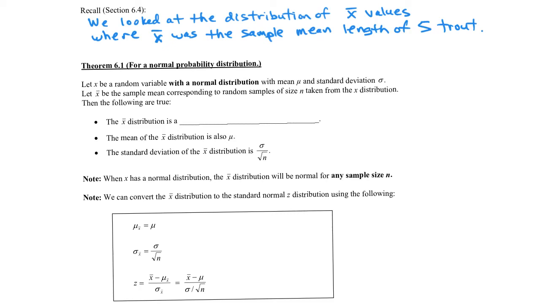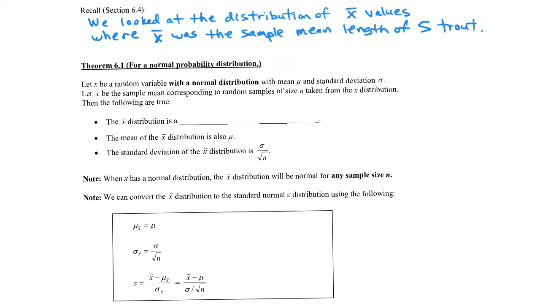So today we look at section 6.5, which covers the Central Limit Theorem, which is a very important theorem in statistics. Before we get started on that, just to recall from the last section, we looked at the distribution of these x bar values, right? Where x bar was the sample mean length of 5 trout.